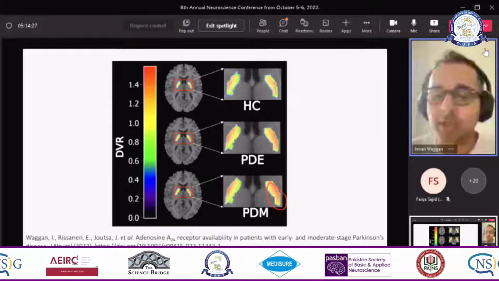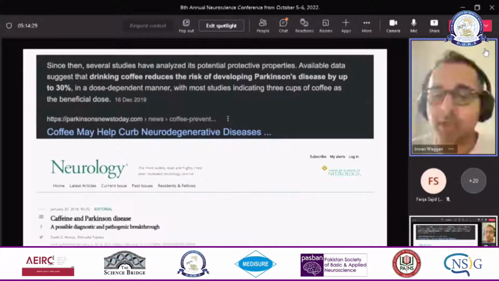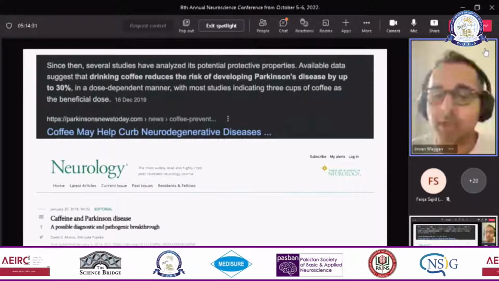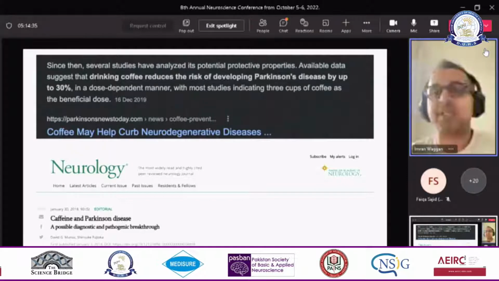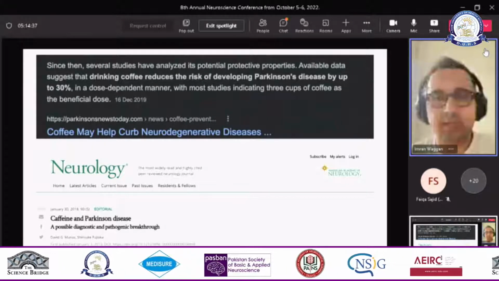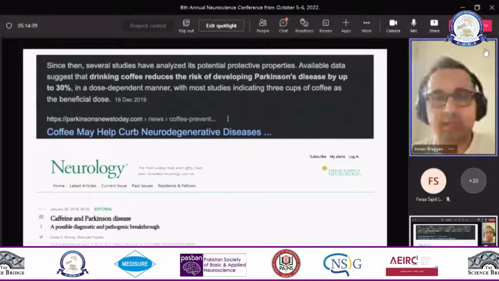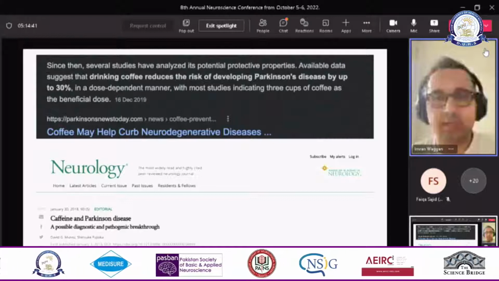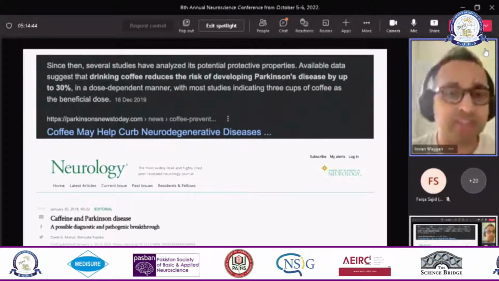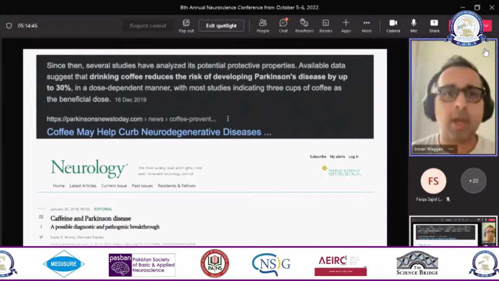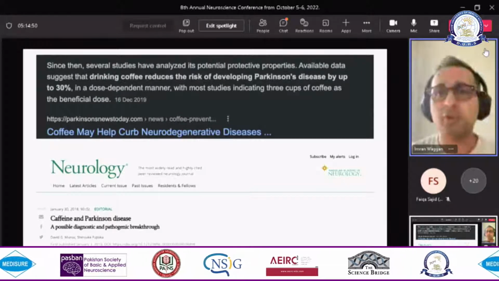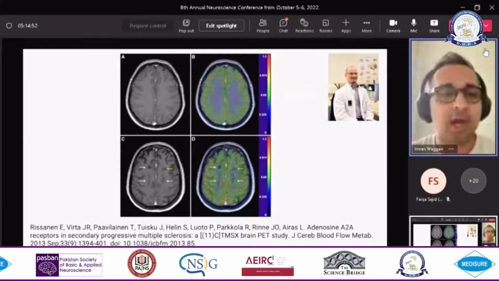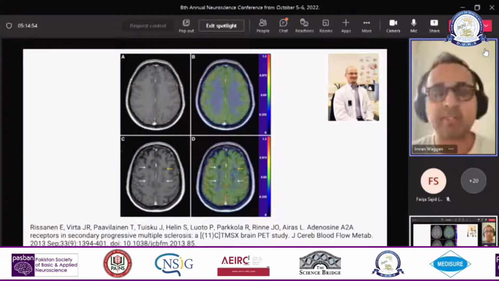But my supervisor was interested in a more interesting question of why coffee is neuroprotective. Coffee drinkers are said to be protected from not just Parkinson's but also Alzheimer's, and we were interested in that question. The first clue that came was not from Parkinson's but from MS.